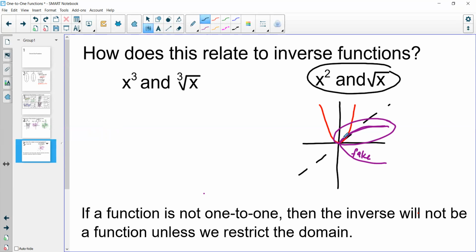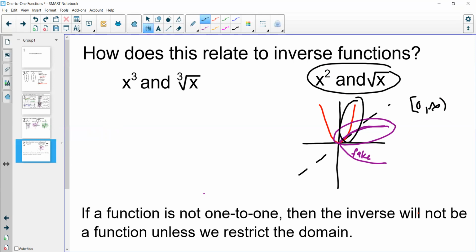So in this case, we have to say, I'm only going to look at one piece of this x squared function. I'm only going to look here and reflect that one, rather than looking at the whole function, because otherwise it doesn't turn into a function when we reflect it, which is why the square root of x is only positive numbers, meaning that our domains in both cases are only going to be the positive numbers.